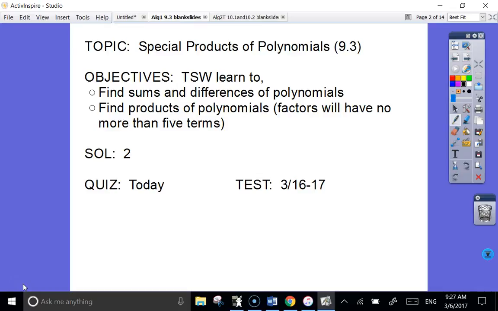Okay. So really all we're doing today is more multiplication, but they're considered special products. I mean, what does the word product mean? It's the result of multiplication, basically, right? So that's all we're doing.